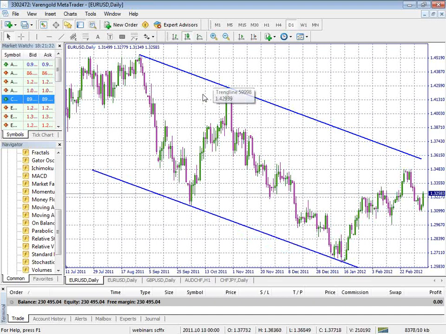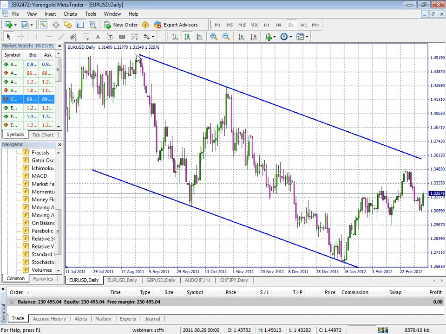So if I have two parallel lines, for the second parallel line to be drawn, it will be enough just one point. This point will be the low. Okay?